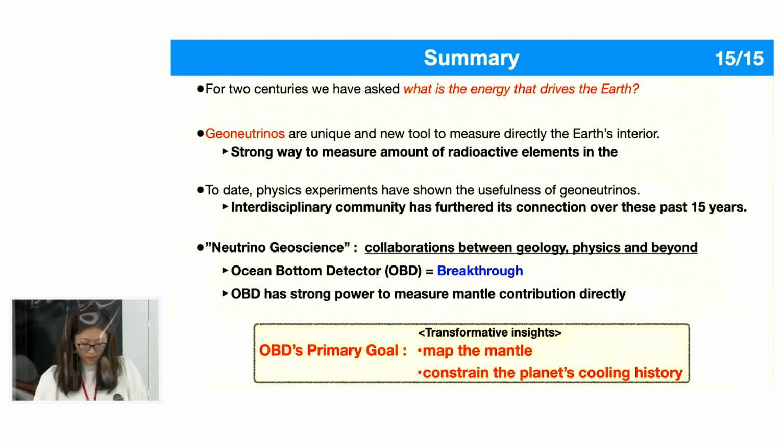So the ocean bottom detector's primary goal is to map the mantle, because we can measure several points, and also to constrain the planet's cooling history to understand the Earth's age.